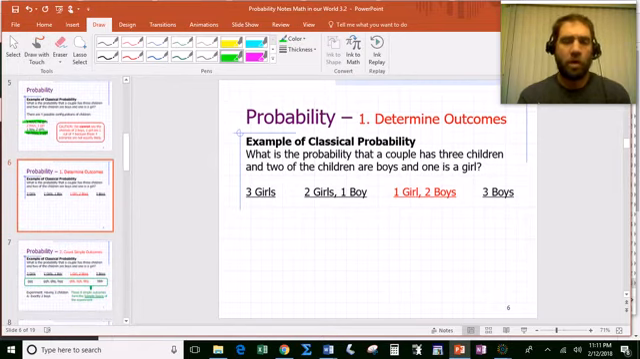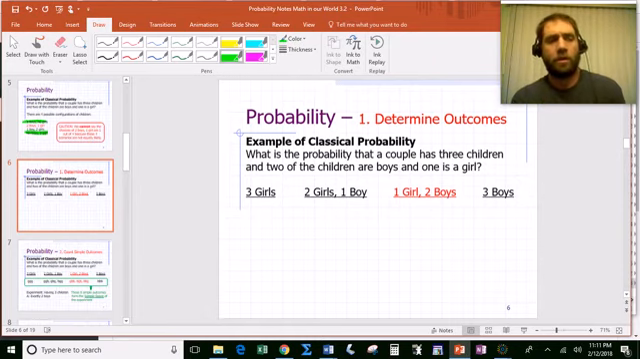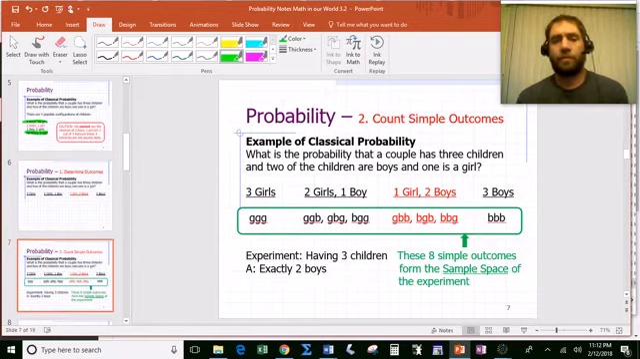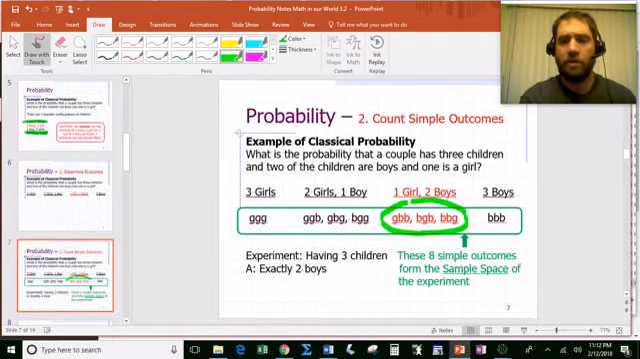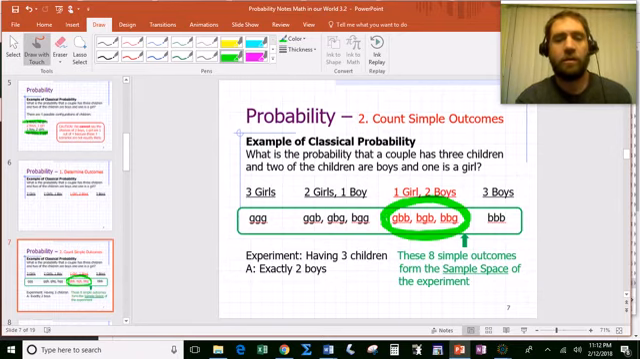Now, with small numbers like this, it's not too inconvenient to just list them out. We don't need to know what they are, but listing them will allow us to know how many outcomes there are. So this is the event we're looking for, and that event consists of three simple outcomes. Two boys and a girl. That girl could come first, the girl could come second, or the girl could come third.